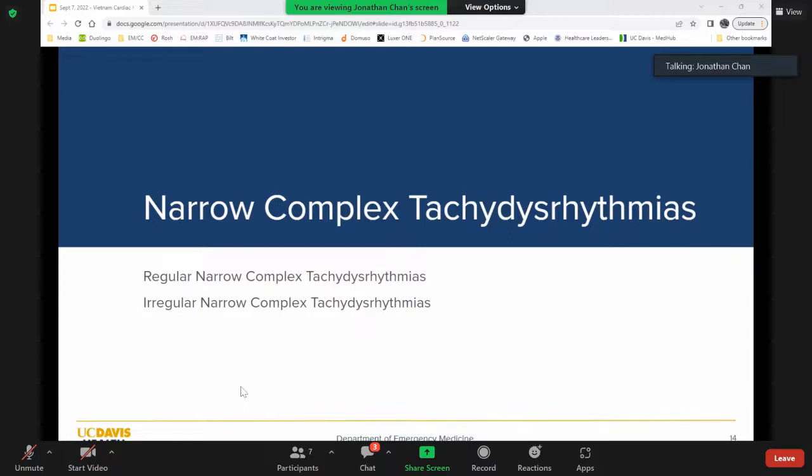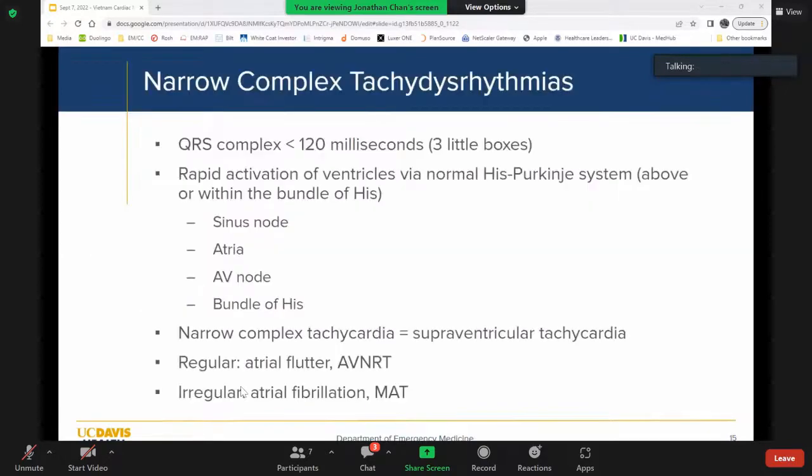When we talk about narrow complex tachycardia, we're basically talking about the QRS complex. So the QRS is less than 120. That's considered a narrow complex tachycardia. If it's less than 120 milliseconds, that means the ventricles are contracting normally. And so what that means is that the tachycardia is probably above or within the bundle of His, and it's what we call a supraventricular tachycardia.